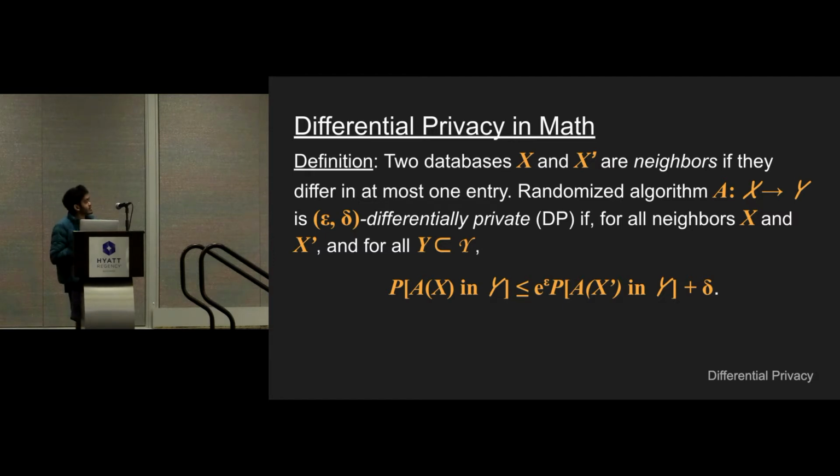Two databases, X and X prime, are neighbors if they differ in at most one entry. And we'll say that the randomized algorithm A is epsilon-delta differentially private if its output distribution on X versus its output distribution on X prime differs by at most this e to the epsilon multiplicative factor and this delta additive factor. So this is saying that the distributions are going to be close as parameterized by epsilon and delta.